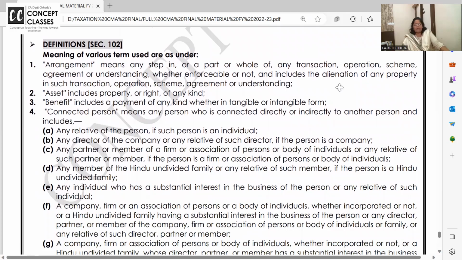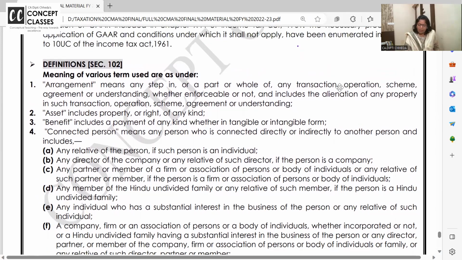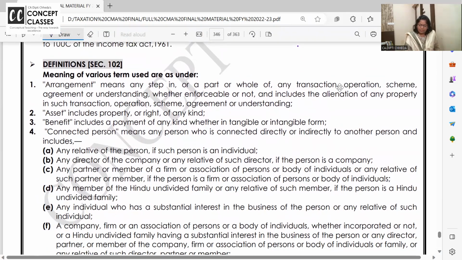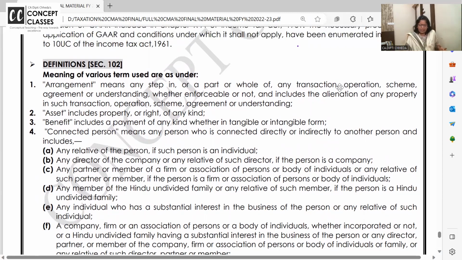For this chapter, some definitions are given. These definitions are not to be learned, but just understand the terms. What do you mean by arrangement? Arrangement means any step in or part of a transaction or operation, whether enforceable or not, and includes alienation of property, operation, scheme. It's an understanding that we will do the transaction in this way.